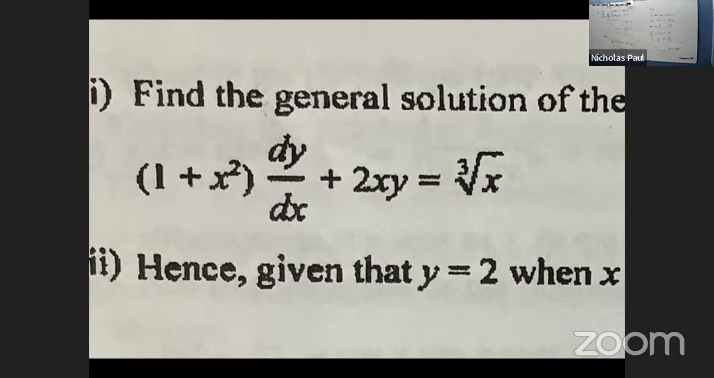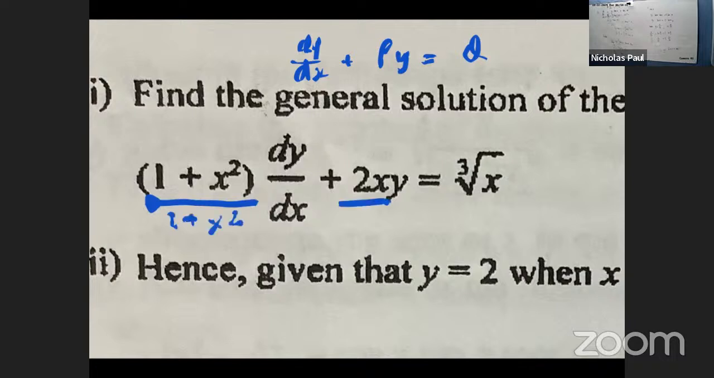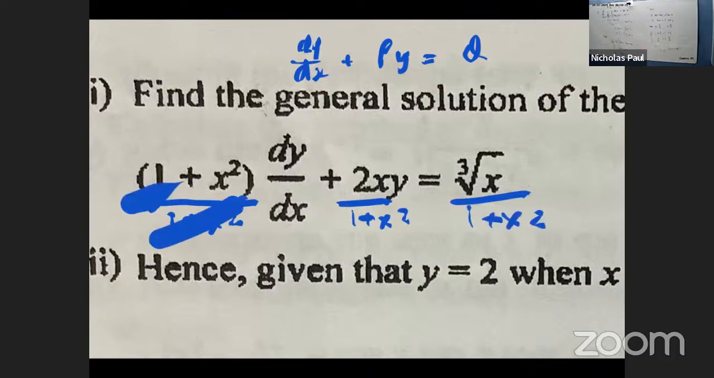Remember, it must be in this form, right? It must be in the form dy/dx plus py is equal to q. How do I make it get in that form? Divide everything by 1 plus x squared. It will cancel and then you can go ahead and follow the same steps. So divide everything by 1 plus x squared.